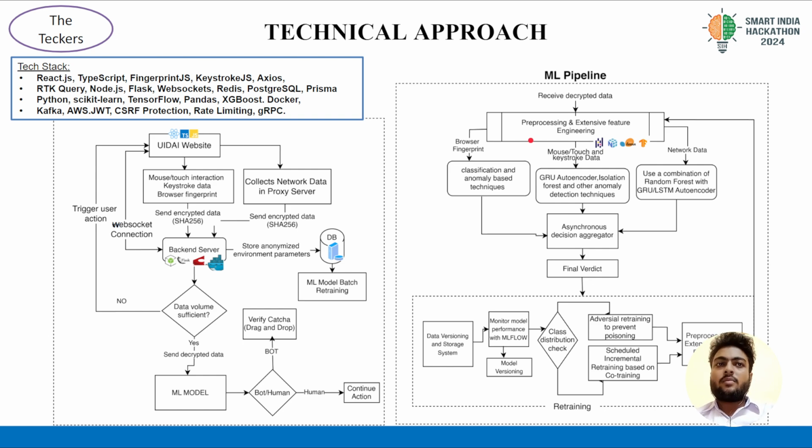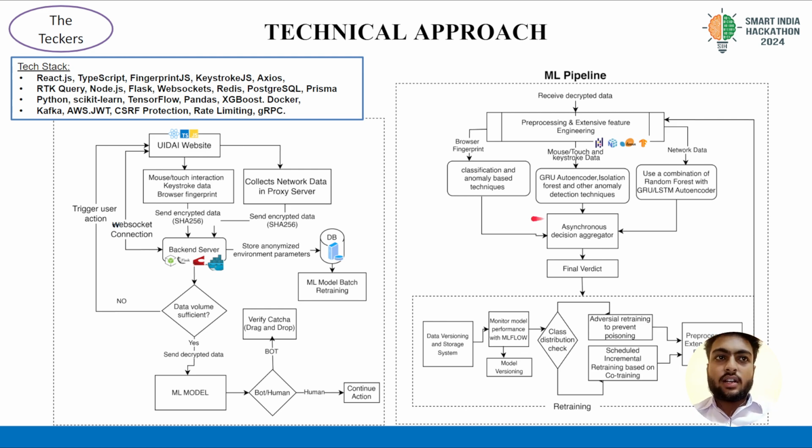Now, we have developed a machine learning pipeline that uses multiple models working asynchronously. Our model receives multimodal data which goes for pre-processing and extensive feature engineering. All the browser fingerprint, mouse, touch and keystroke data along with the network data are sent to the individual models. For behavioral analysis, we employ a lightweight anomaly detection technique as we are trying to find a sweet spot between a lightweight model and fast predictions.